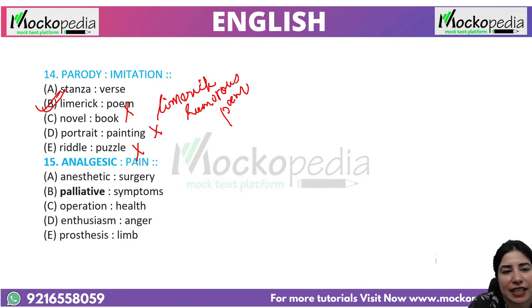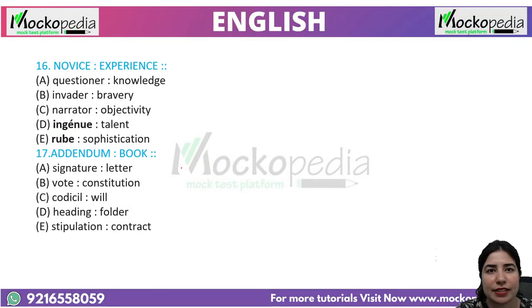So analgesic is given to elevate pain. Similarly, palliatives are given to elevate symptoms. So we can go for B as an answer, right? So for both the questions, the answer will be B. You can write the meaning of the word limerick, right? It's a humorous poem, short poem, which is funny, right? So do it and then we proceed. So let's move to the next two questions. Try this.